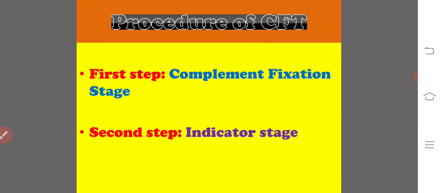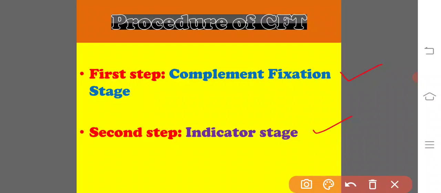And the procedure of the complement fixation test consists of two stages. The first stage is the complement fixation stage, whereas the second stage is the indicator stage.